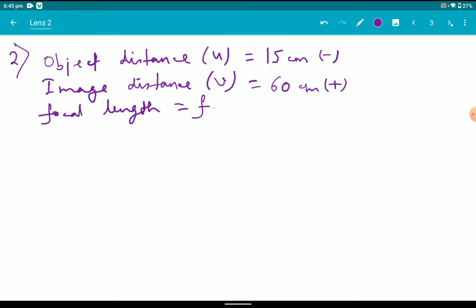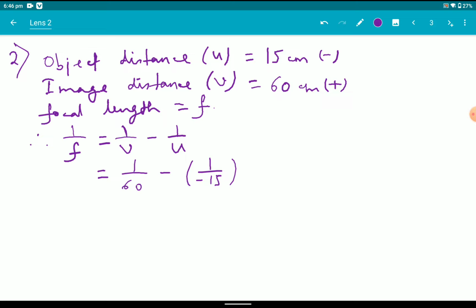Okay. So for the focal length, what will be the formula? 1 by f is equal to 1 by v minus 1 by u. So 1 by v means 1 by 60 minus 1 by minus 15. So this is the formula. So this turns out to be 1 by 60 plus 1 by 15.